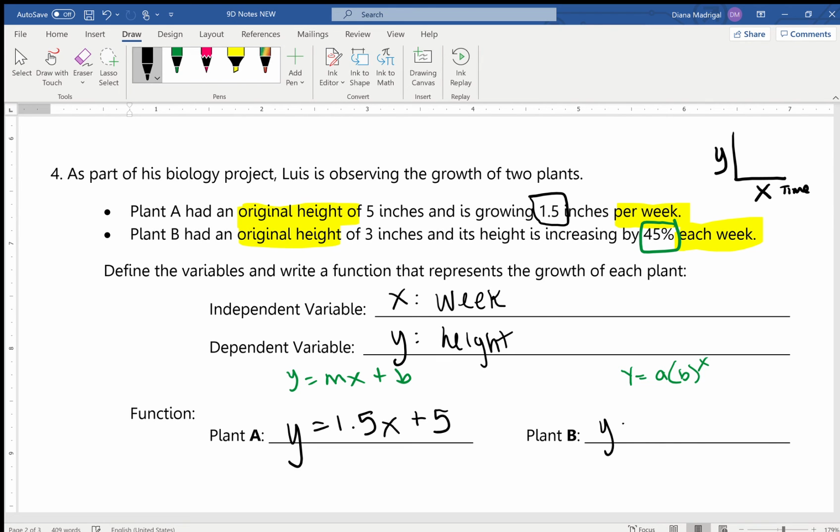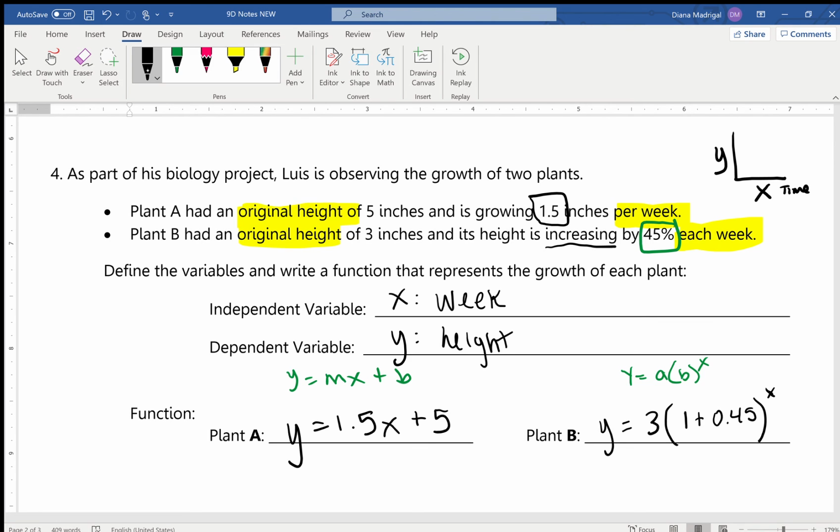Plant B is y equals, okay, a is your initial, your original height, which is 3, times b. b is the change, the rate of change. Again, it's increasing by 45%. That means we're going to be adding, 1 plus, and remember, 45%. We're not using the percentage, we're using the decimal, which in this case will be 0.45. In case you forgot how to get 45% as a decimal, you divide by 100. And then obviously we have our x as our exponent. The time will be the exponent.